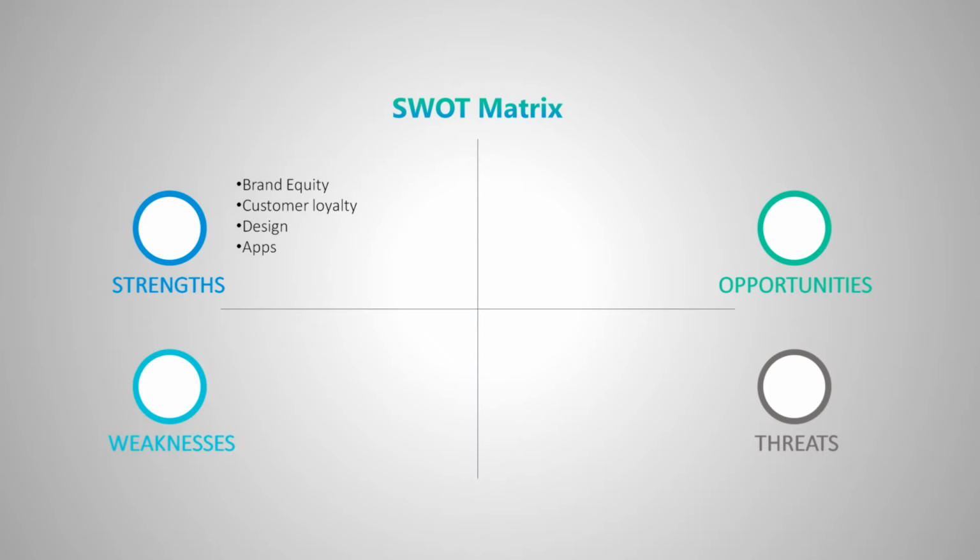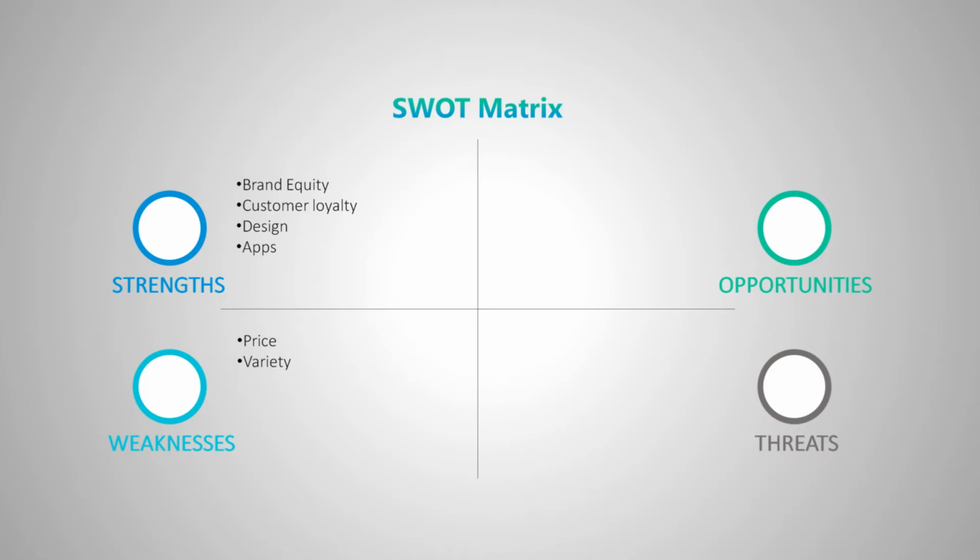Now, let's go to the negative side. What could be the weaknesses for iPhone? Well, let's say the price. iPhone is expensive. It's actually very expensive for some consumers. The accessories that come with the iPhone are quite expensive also. So the price can be a weakness for the iPhone.